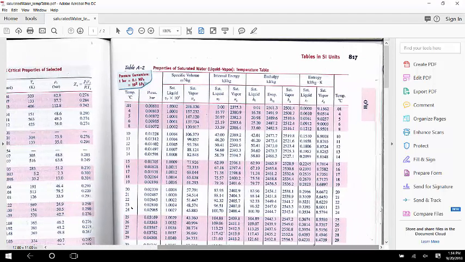Okay, so properties of saturated water. You can see since now temperature and pressure are dependent on each other, you don't have to worry about the pressure, you can just read the temperature. And so say you have a temperature of 15 degrees Celsius. Well, you'd have to have an incredibly low pressure for 15 degrees Celsius to make it boil.